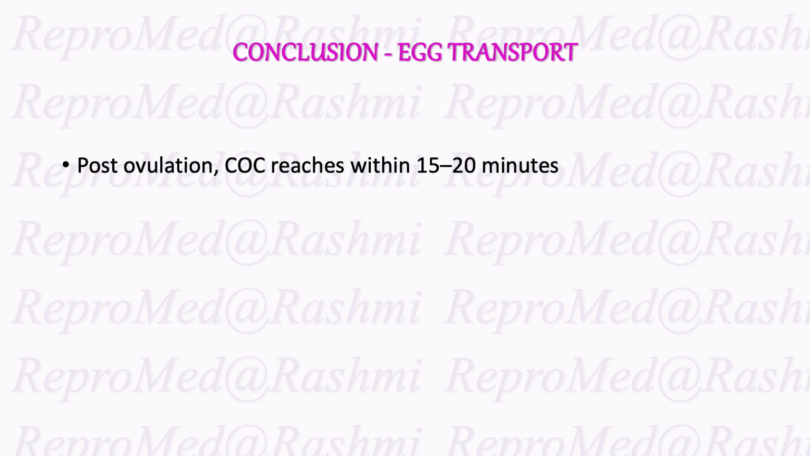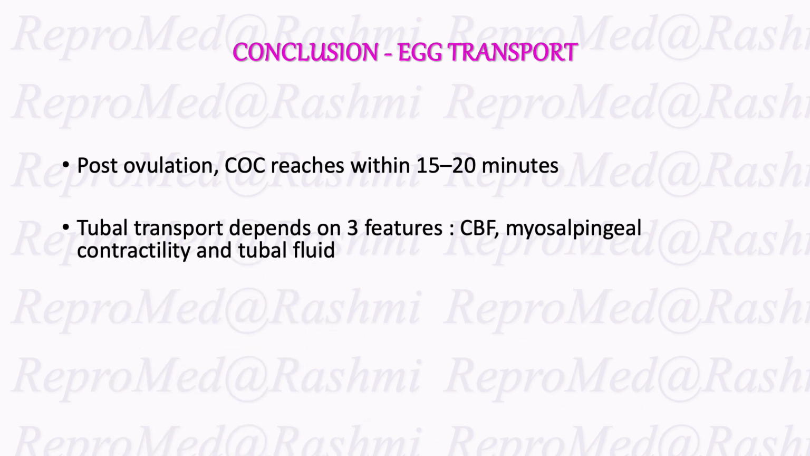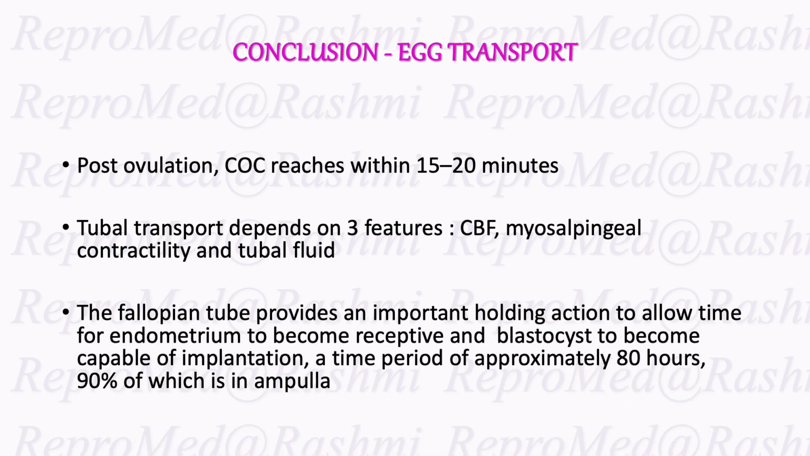To conclude, post-ovulation, the cumulus oophorus complex reaches the fallopian tube within 15 to 20 minutes. Tubal transport depends on three features: ciliary beat frequency, myosalpingeal contractility and tubal fluid. The fallopian tube provides an important holding action to allow time for the endometrium to become receptive and the blastocyst to become capable of implantation. This is a time period of approximately 80 hours, 90% of which is spent in the ampulla.